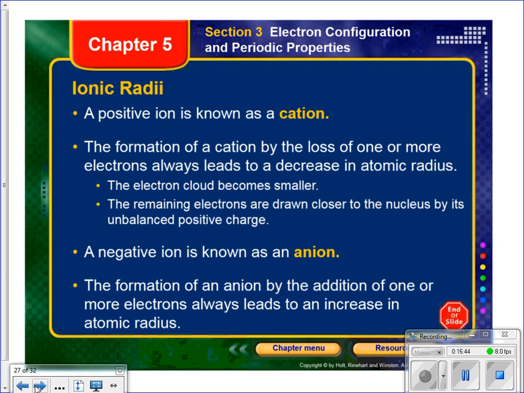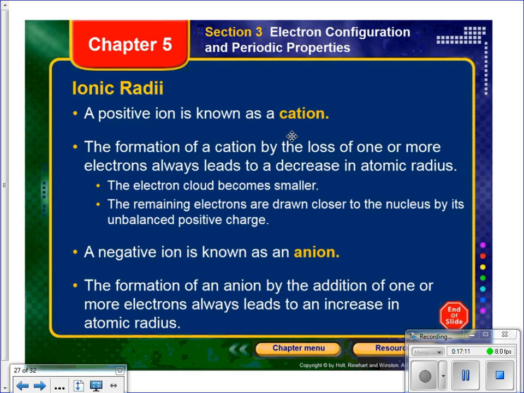Ionic radii, I've already talked about this a little bit. So this word is cation. It is not a cation. Do not call it a cation. People will think you're uneducated. It has a T in it. So T, that looks like a plus symbol. So cations have a positive charge. Anions have a negative charge.